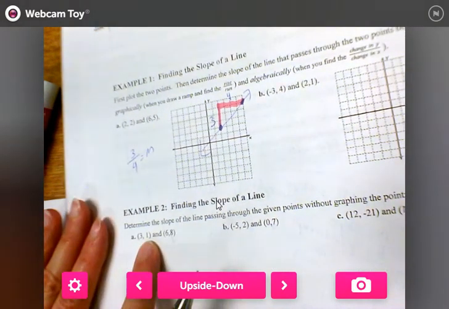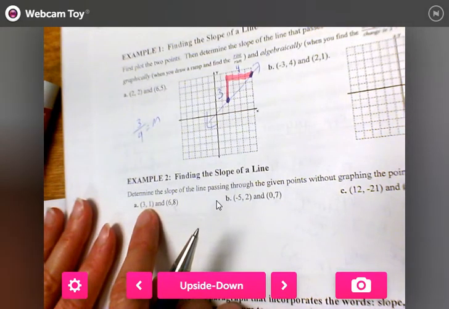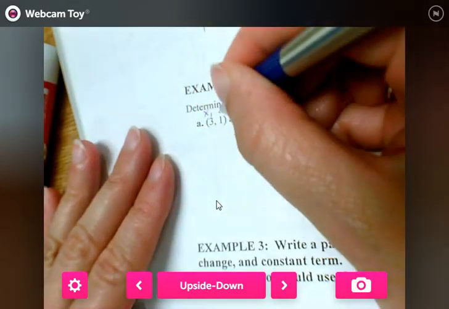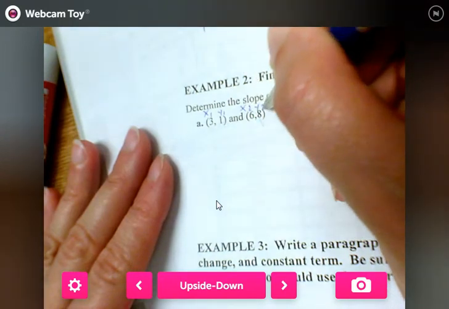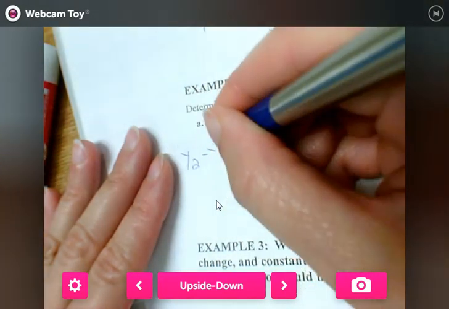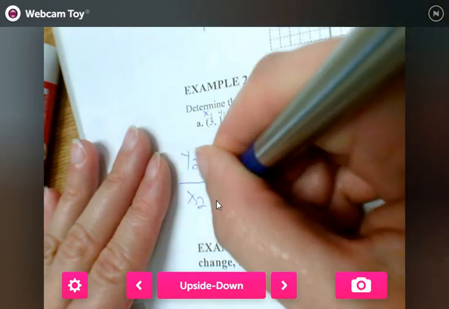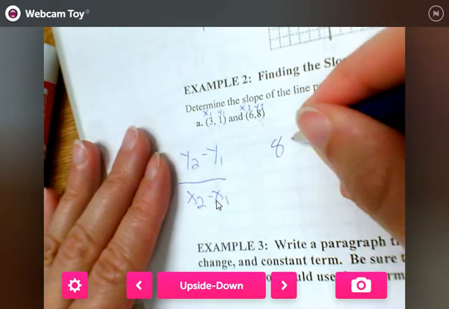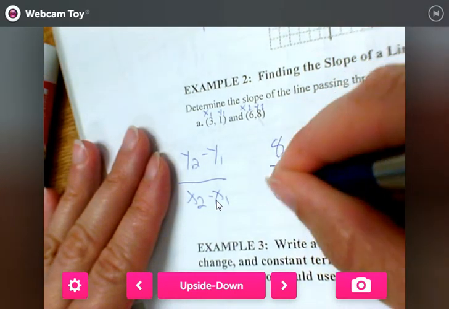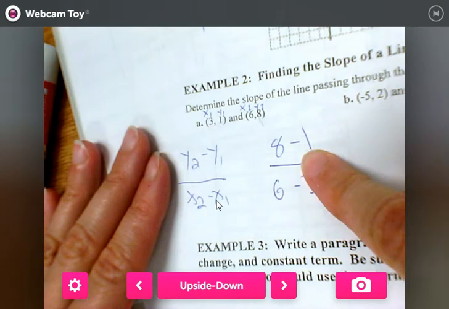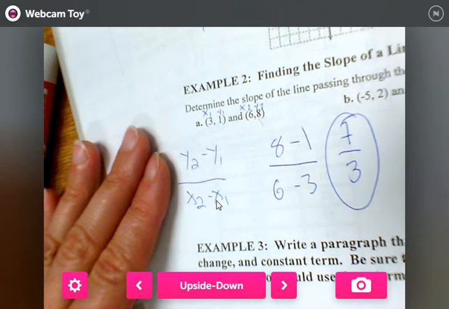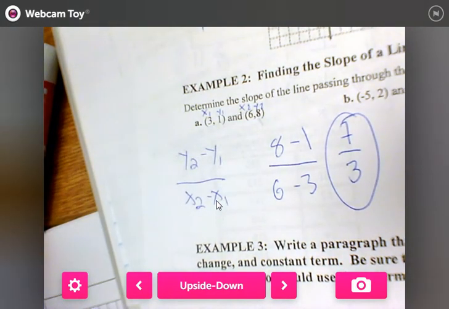This is just what we did. We did this on our warm-up. We did this for homework last night. This is x1, y1, x2, y2. Remember, it's y2 minus y1 over x2 minus x1. So far, so good? Okay, so we're going to go 8 minus 1 over 6 minus 3. 8 minus 1 is 7. 6 minus 3 is 3. Okay? All right.